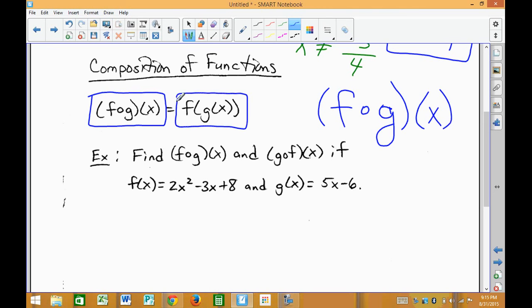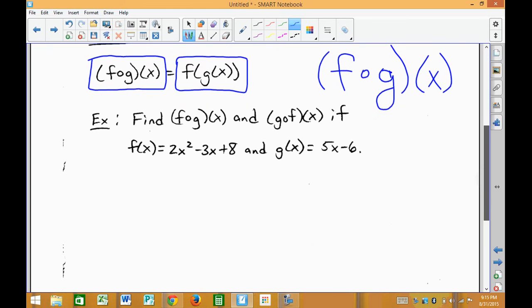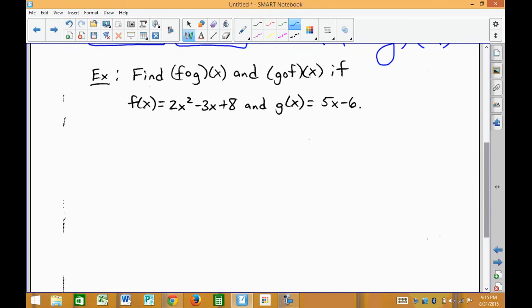F of G of X ends up being a substitution problem. We're actually going to put the function G of X, the whole G of X, into the function F, and it's going to replace the X variable. So this is a substitution. I think it would be best explained if we jumped into the example. Here, they want us to find F of G of X and G of F of X using these two functions. Here we have F of X, and over here we have G of X.